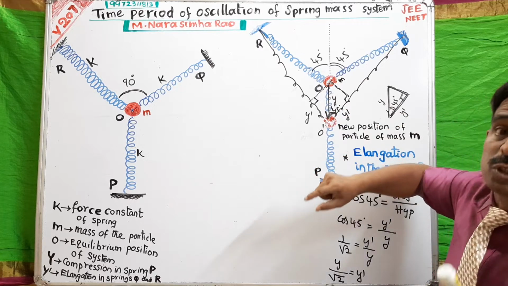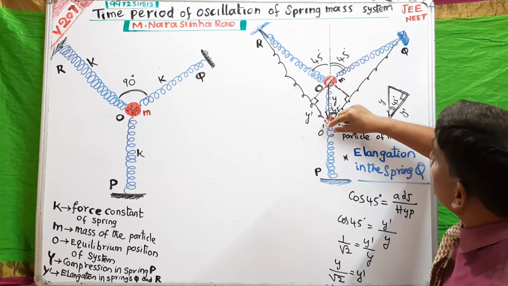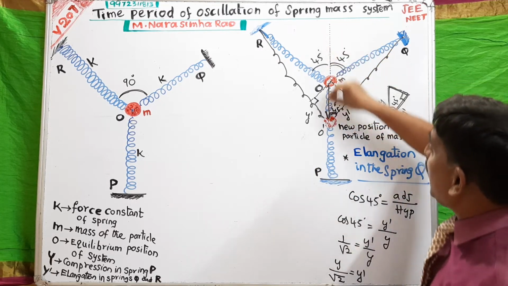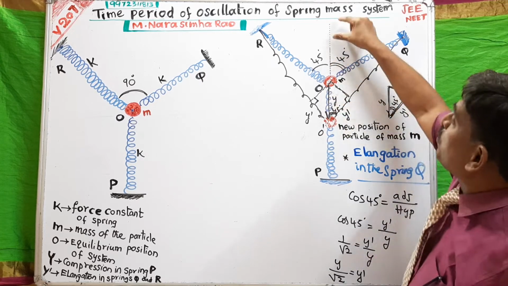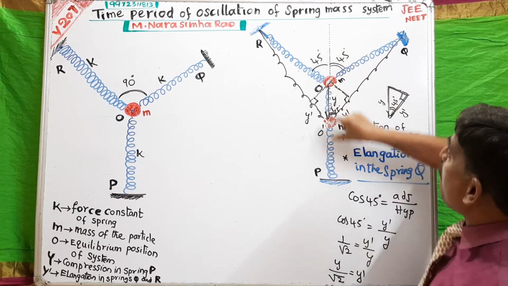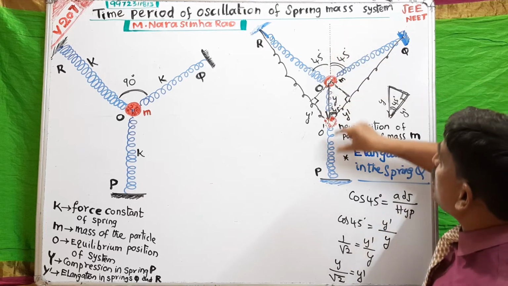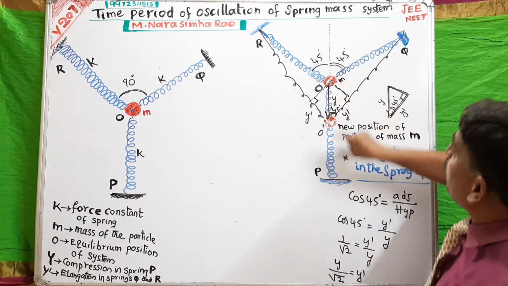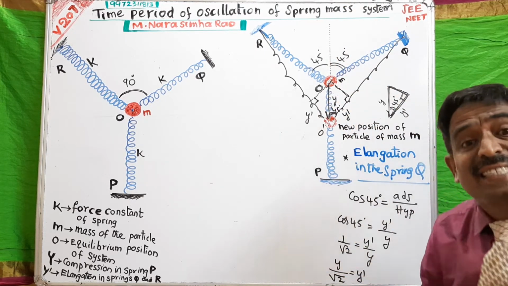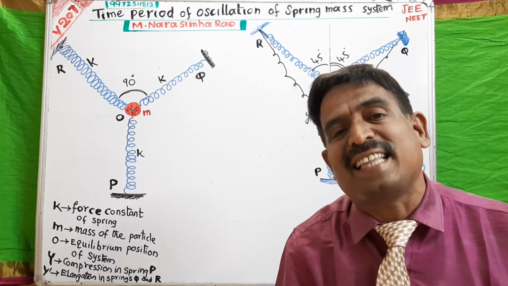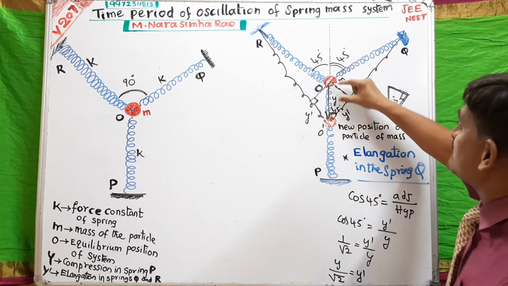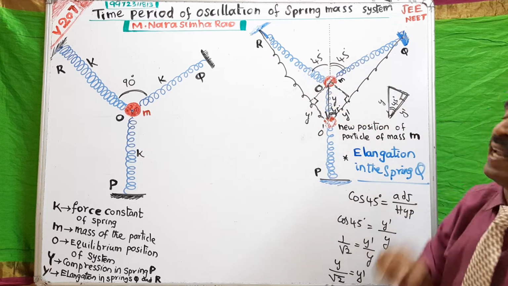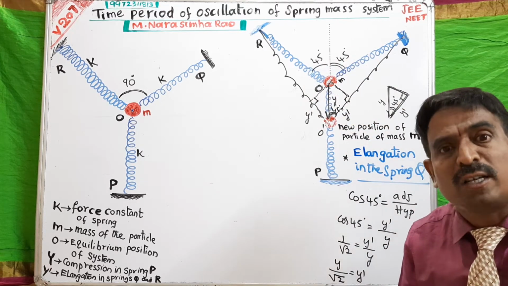again due to the restoring forces, immediately this particle moves up, and again moves up and down. This particle is oscillating up and down, or oscillating to and fro about the mean position. These oscillations we are calling simple harmonic oscillations. We have to find the time period of these simple harmonic oscillations.